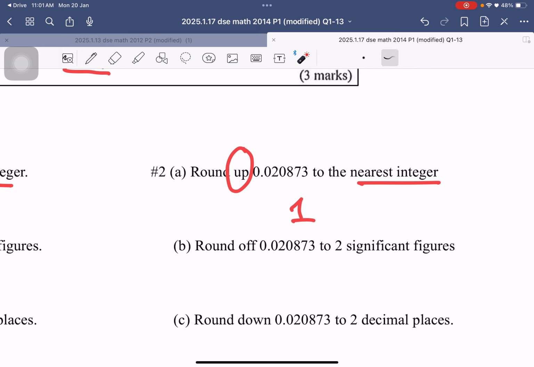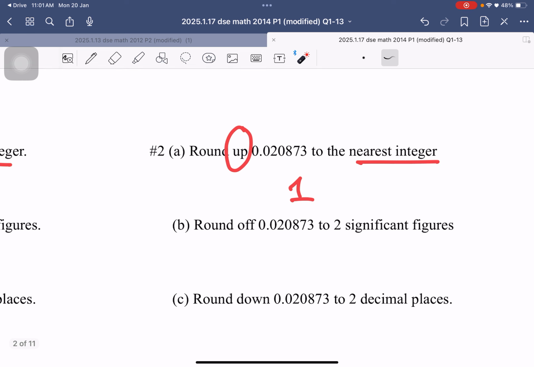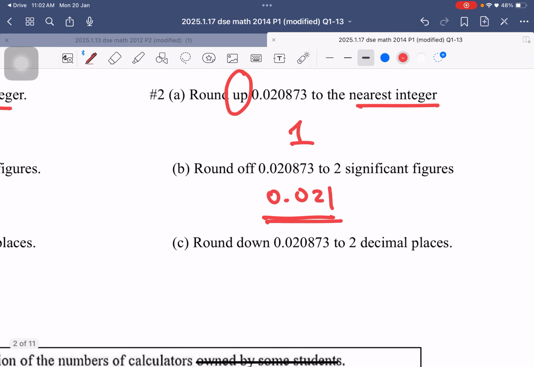So now to the second significant figure, you look at the 8. So we need to have 0.021. It's round off, okay? Two decimal places. This is 2 decimal places, the places after the decimal, isn't it? So this is the second decimal place. So the answer should be 0.02, okay?